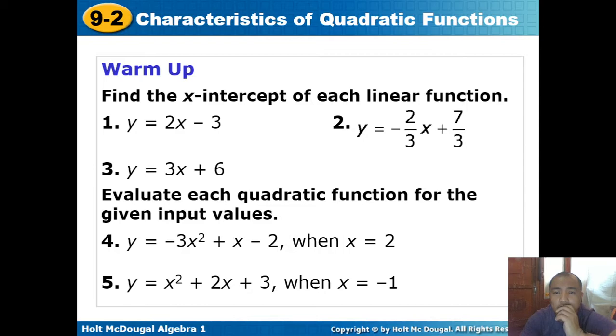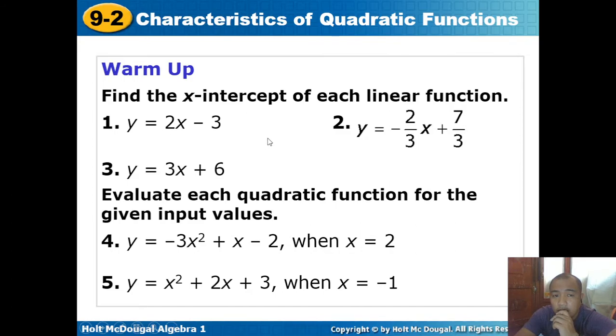Find the x-intercept of each linear function. Okay, how do we solve this? To solve for the x-intercept... so for the y-intercept, that's easy, right? Negative 3, 6, 7/3. But how do we solve for the x-intercept? You just let y equal 0. Okay? Solve for the x-intercept.